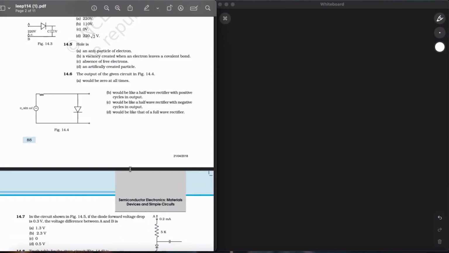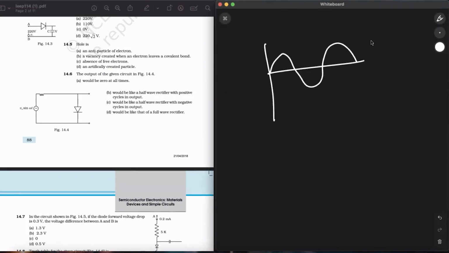Okay. The output of the given circuit would be zero at all times. Would be like a half wave rectifier with positive cycles in output. Would be like a half wave rectifier with negative cycles in output. Would be like that of a full wave rectifier. Okay. So now this is the input voltage V, with time T.